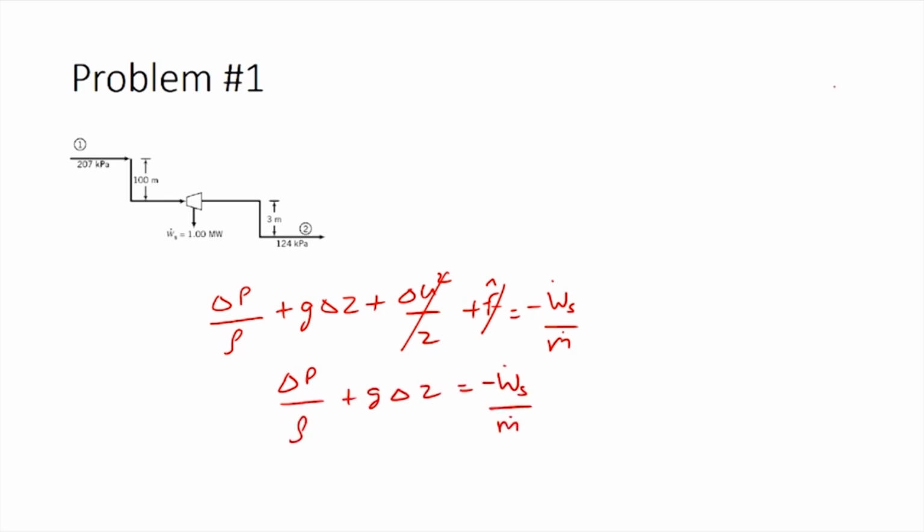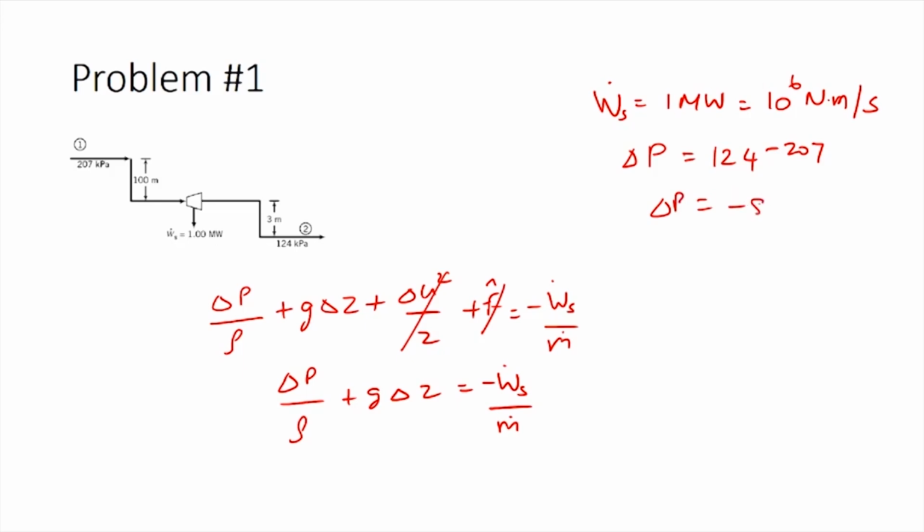The shaft work has been given as Ws dot equals 1 megawatt, which is equal to 10 power 6 Newton meter per second, and we have been given the pressures at point 1 and point 2. So, delta P would be final pressure minus initial pressure, which is 124 minus 207, giving a value of delta P as minus 83 kilopascals.